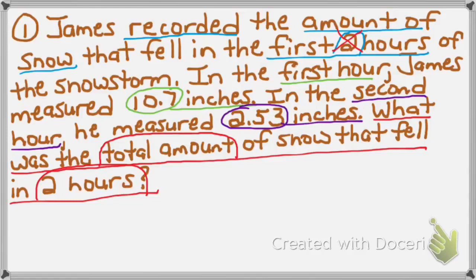Again, I have two different amounts. I know they're asking for the total amount, and if I want to find the total of two different amounts, I will need to add. So this is going to be an addition problem. So what am I going to add? The two amounts that he measured, which is 10.7, or 10 7/10, plus 2.53, which is 2 53/100. Let's move on to the next page to add that math.